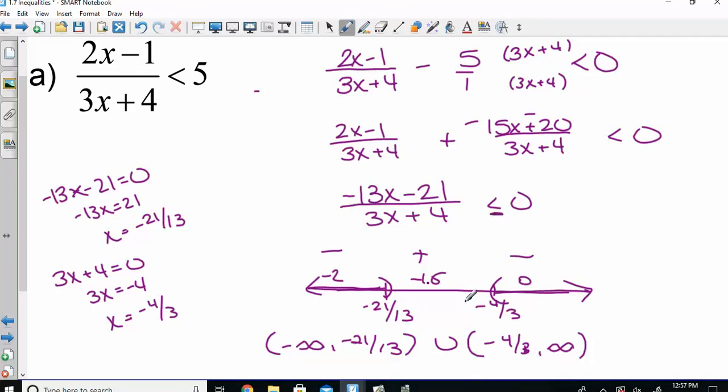If I had put an equal to on this, what would change? What would have gotten a bracket? The negative 21 over 13 would get a bracket. Would the negative 4/3? No, because it made the bottom 0. You can't ever get 0 on the bottom.